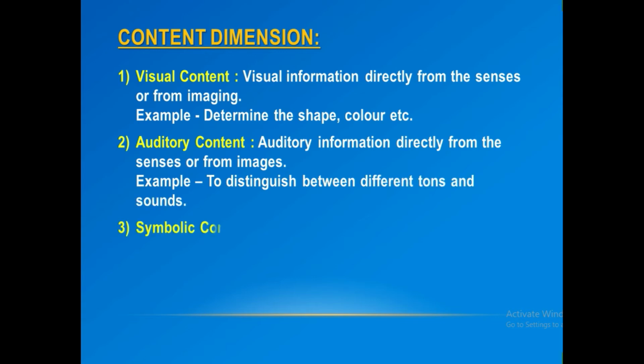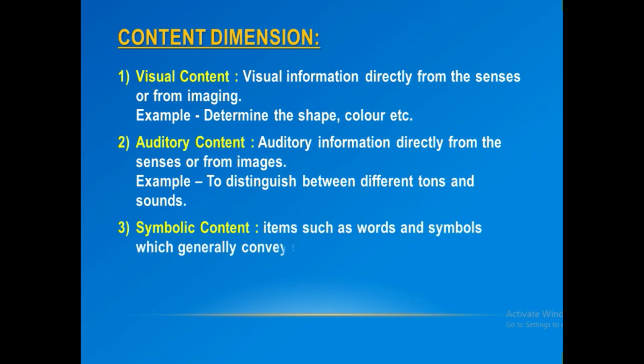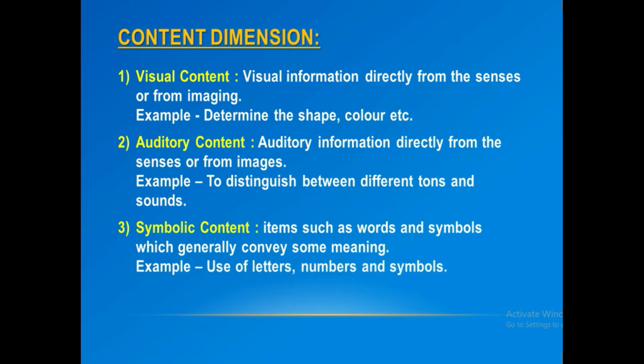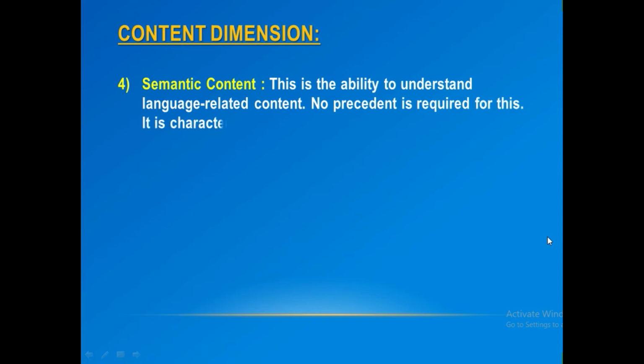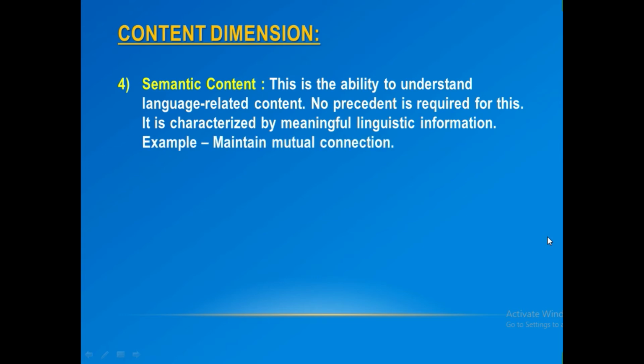Next is symbolic content. Items such as words and symbols which generally convey some meaning. What are the examples in this case? That is the use of letters, numbers, and symbols. Next is semantic content. This is the ability to understand language-related content. No precedent is required for this. It is characterized by meaningful linguistic information. An example is maintaining mutual connections.